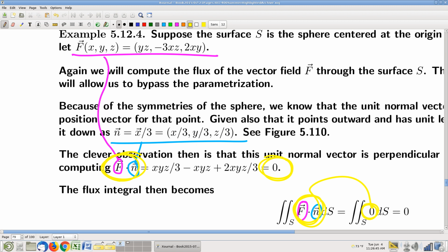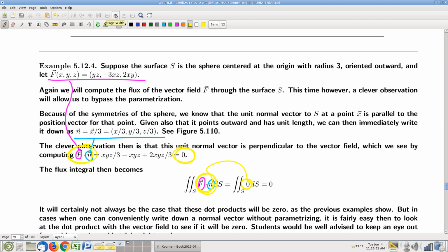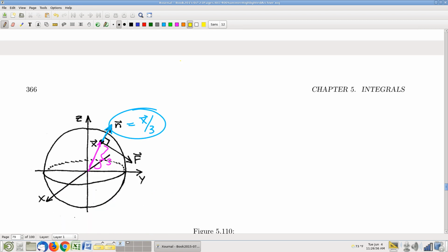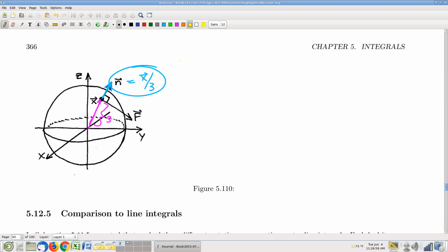Okay, so like I say, sometimes you get lucky. What's the tip-off that this is going to happen? I don't know how to give you a perfect answer to that question. One tip-off might be that our surface had some wonderful symmetries, and I didn't really need to use fancy parameterizations to find that normal vector. It was easy. So, maybe write it down real quick. Who knows? It might be convenient, might be useful.